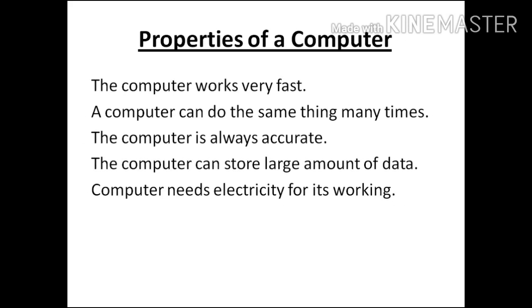Now the next thing is properties of a computer. The computer works very fast. It can do very long calculations in seconds. It can do the same things multiple times. And the computer is always accurate, which means it never makes any mistakes. And the computer can store large amount of data in its memory. Like we eat food and drink water, computer needs electricity for its working.